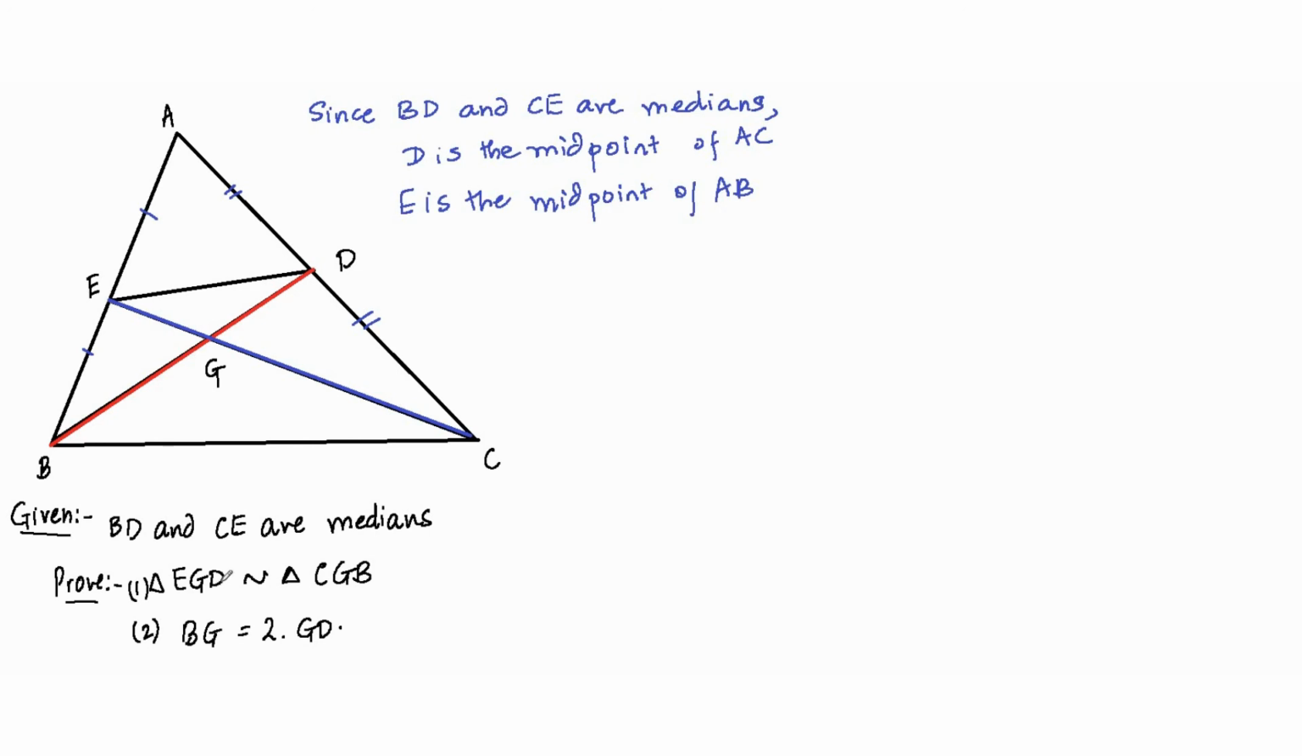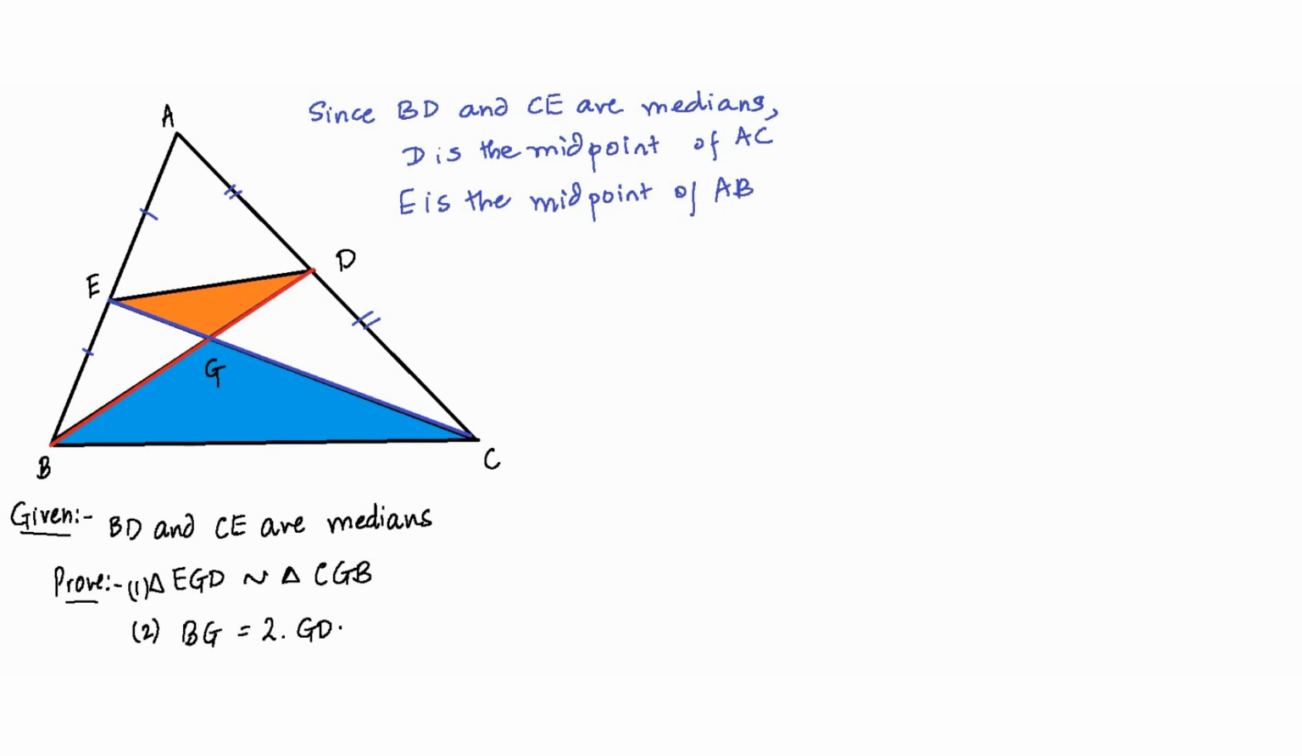Now I have to prove that triangle EGD is similar to triangle CGB. So let's quickly shade the triangles. I have to prove EGD, that's this triangle, is similar to triangle BGC, that's this particular triangle. And I have to prove that BG is twice of GD. This is what I have to prove.